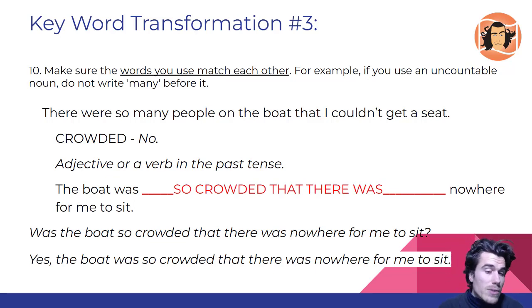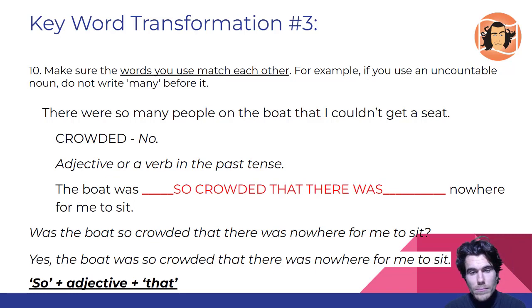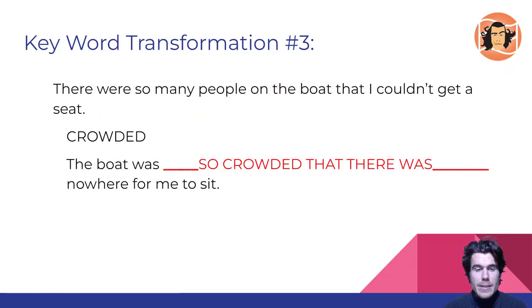The boat is also the same as saying it, and so was is correct, but that was given to us anyway. And nowhere is a singular idea, and so it should be was nowhere. There was nowhere. So that's correct too. And here you have the final completed sentence, and I can tell you that this is the correct answer.